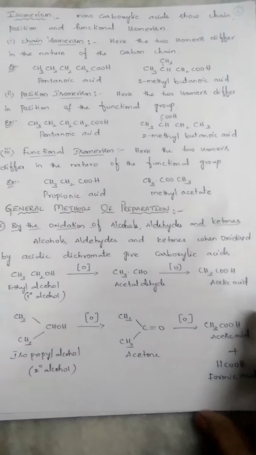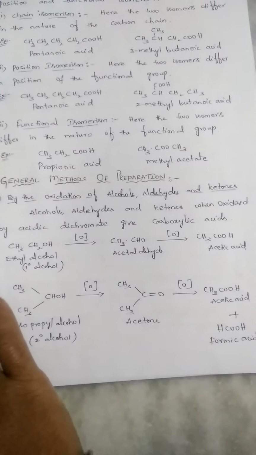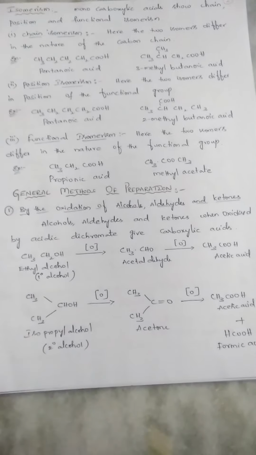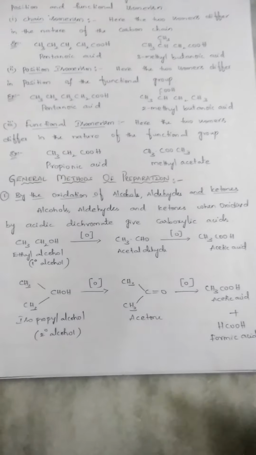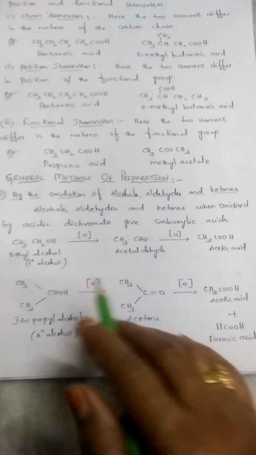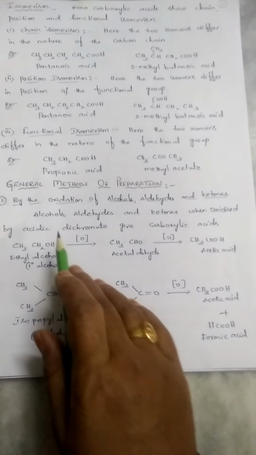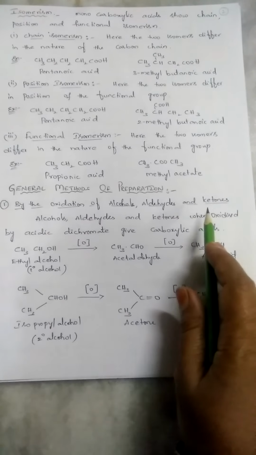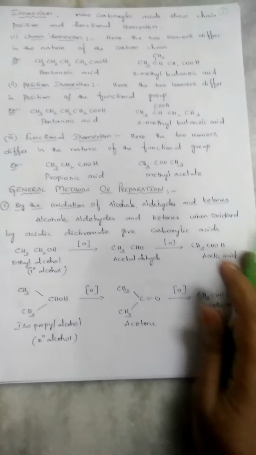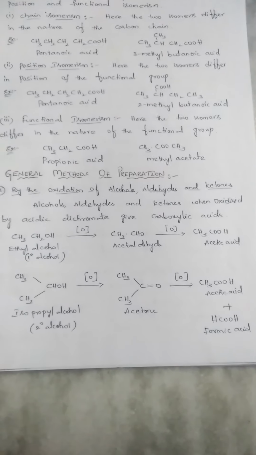Next one is general methods of preparation. In this organic chemistry, the pattern is like this, right? We need to study preparations and later on physical properties and then chemical properties. So in the general methods of preparation, by the oxidation of alcohols, aldehydes and ketones, we will get carboxylic acids.